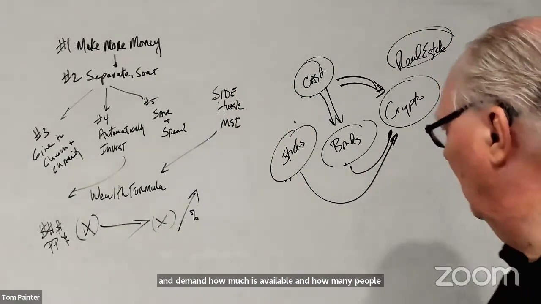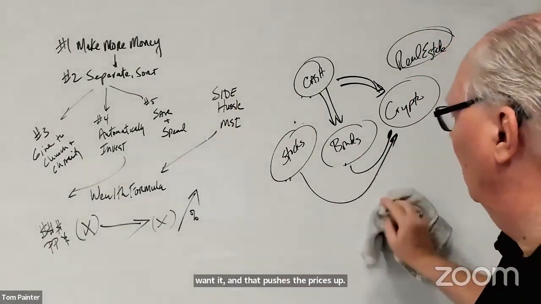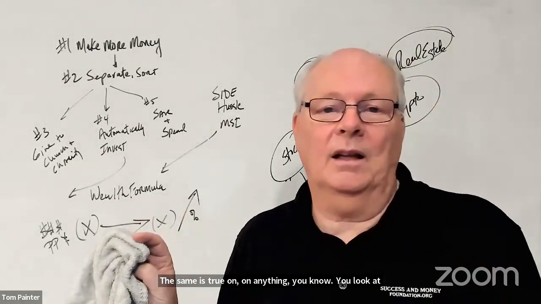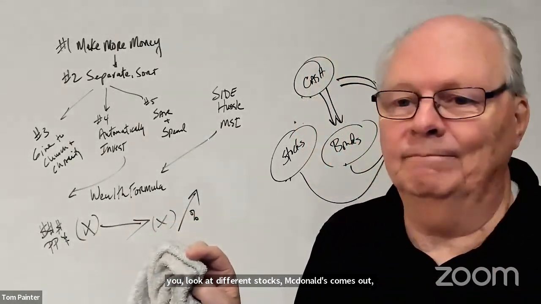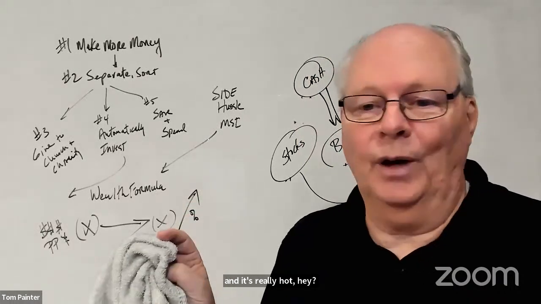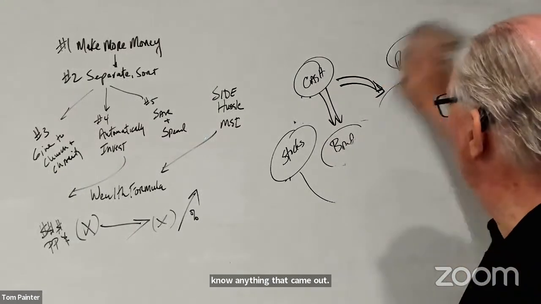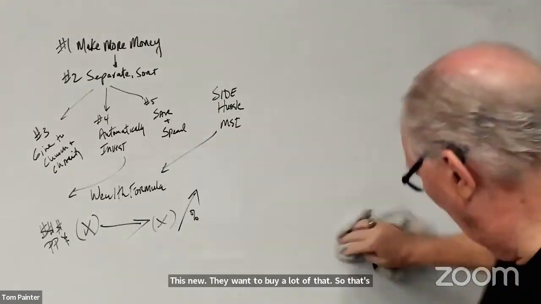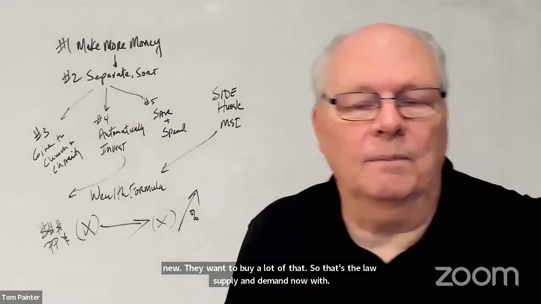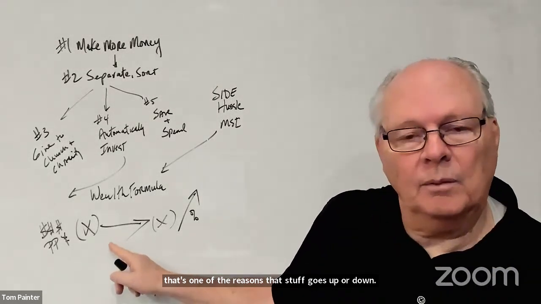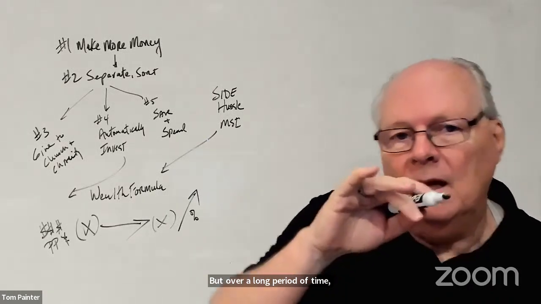The same is true on anything. You look at different stocks. McDonald's comes out and it's really hot. Hey, we want to buy a lot of McDonald's, or Amazon, or anything that came out that's new, they want to buy a lot of that. So that's the law of supply and demand. And that's one of the reasons that stuff goes up or down. But over a long period of time is what we're looking at.